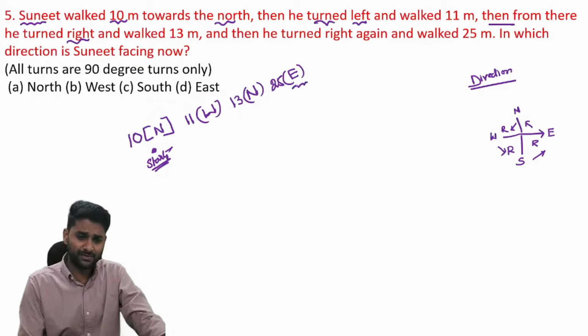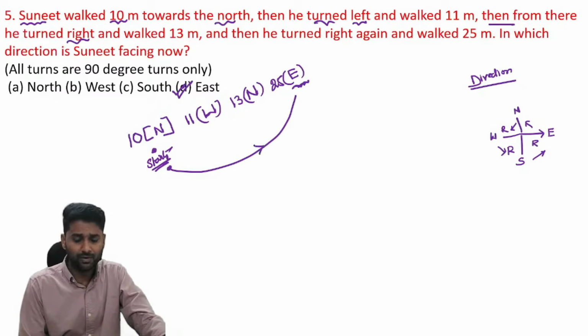Finally, which direction the person is facing means east. That's it. For example, how far from the starting point? Maybe you can expect a question. How far is from the starting point?